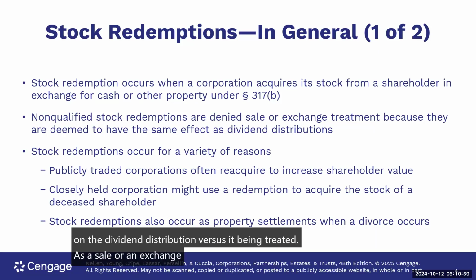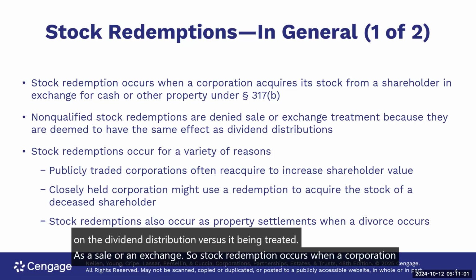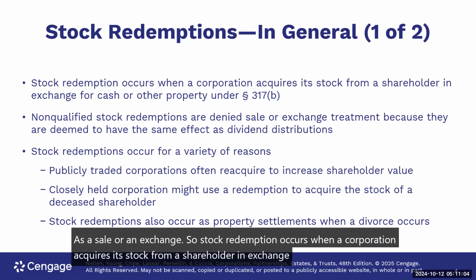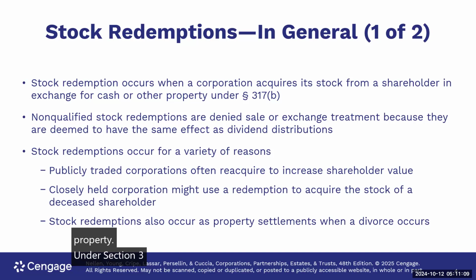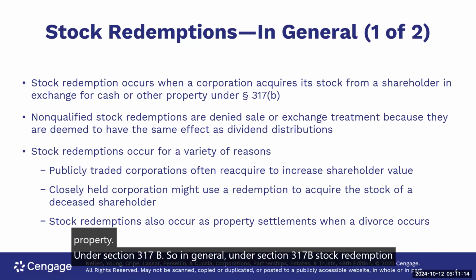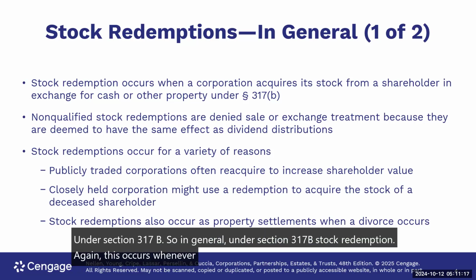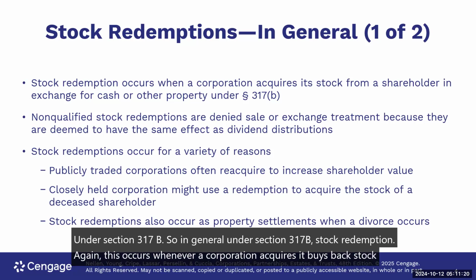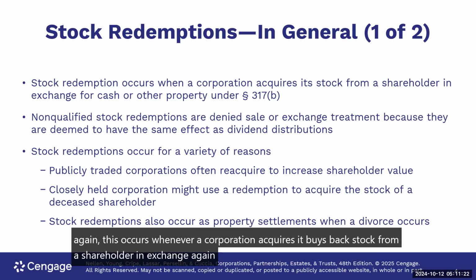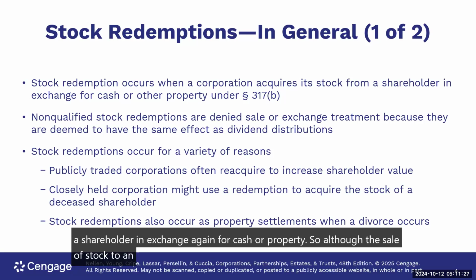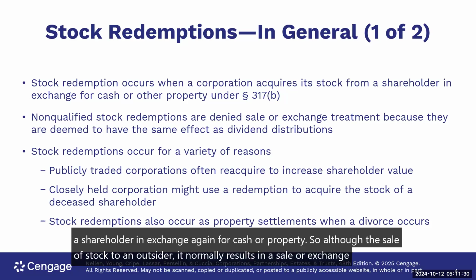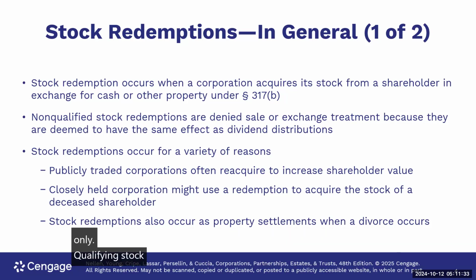So stock redemption occurs when a corporation acquires its stock from a shareholder in exchange for cash or other property under Section 317(b). Again, this occurs whenever a corporation buys back stock from a shareholder in exchange for cash or property. Although the sale of stock to an outsider normally results in sale or exchange treatment, only a qualifying stock redemption is treated as a sale for tax purposes. So keep that in mind.